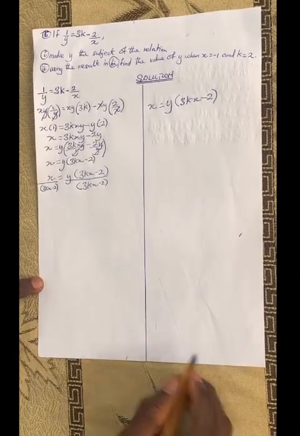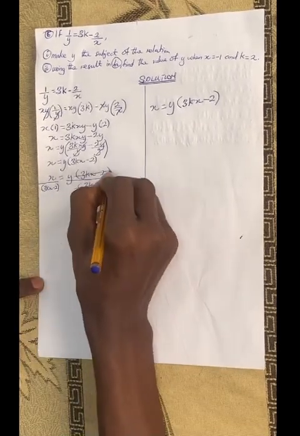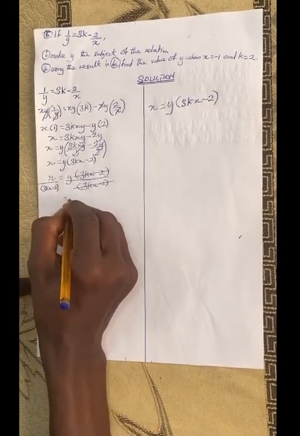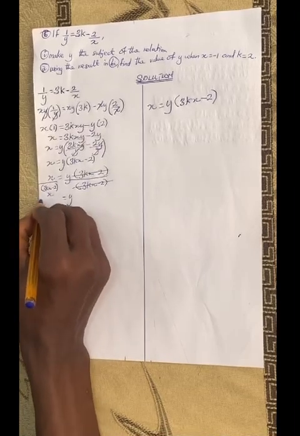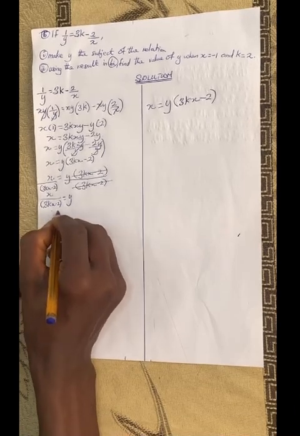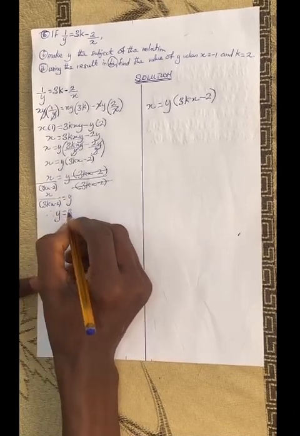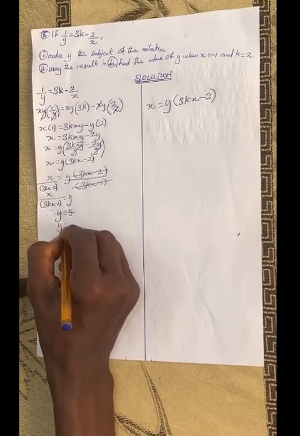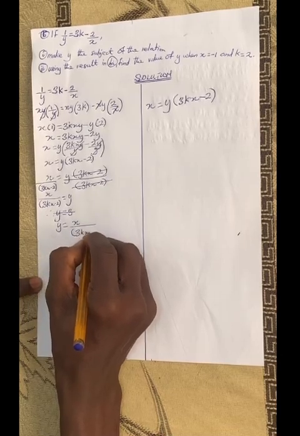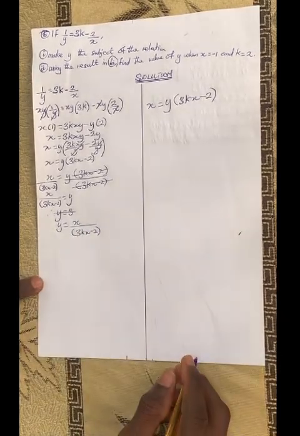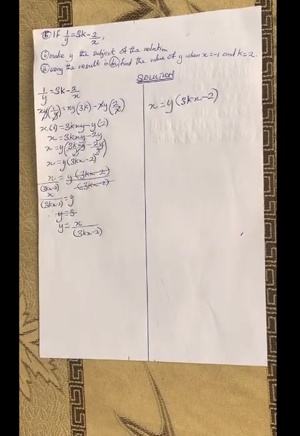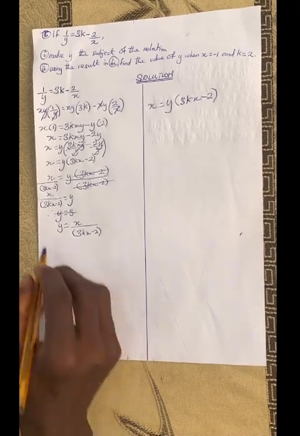So at the end of the day, you will see that this 3kx will cancel this 3kx. Now we are having the y standing alone. So at the end of the day, we will be having y to be equal to x over 3kx minus 2. Therefore, y is equal to x all over in brackets 3kx minus 2. Now, we are done making y the subject of this relation. Let's move to the II part of the question.